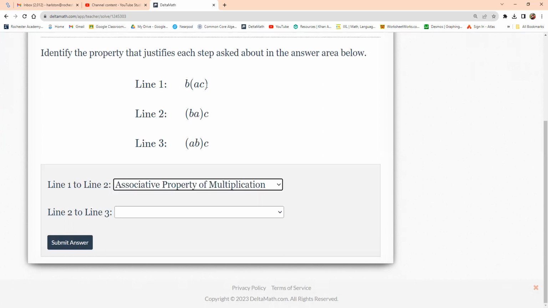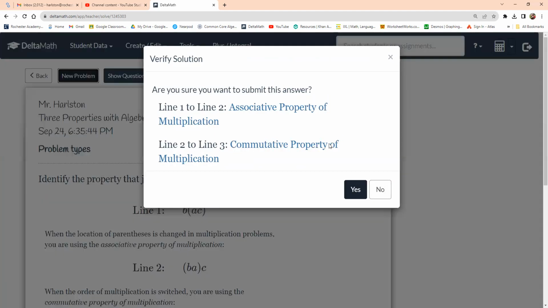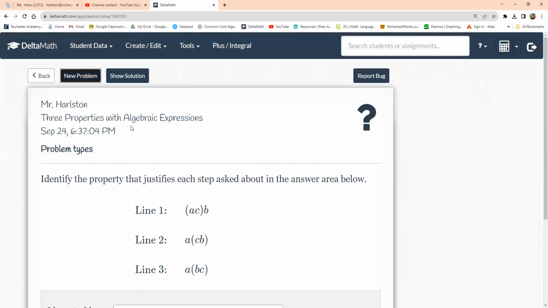Remember, we got parentheses here, and we got multiplication going on inside. So that's the associative property. Now, look at what we do inside the parentheses. We went from BA to AB. So basically all we did was flip the order. Remember, we did a commute. We went from going to work to going away from work. We're changing the order of the commute. So this is the commutative property, and it's multiplication. Submit it. That's it. All right, let's do one more, I think would be good.